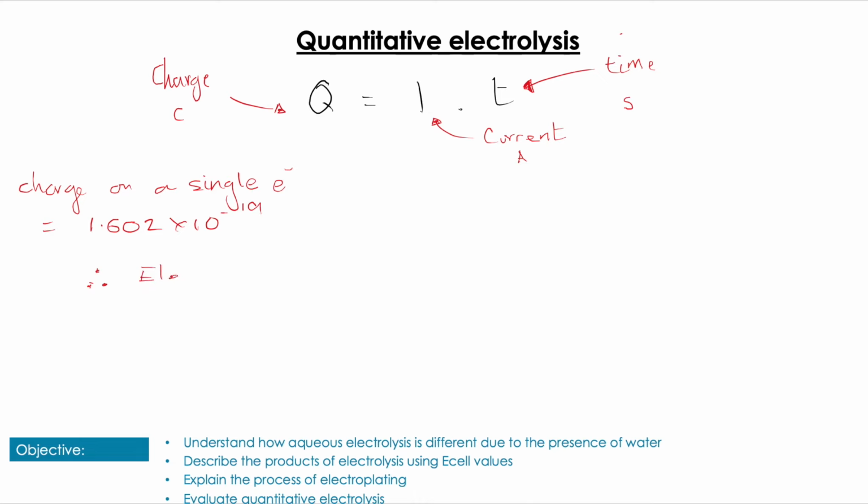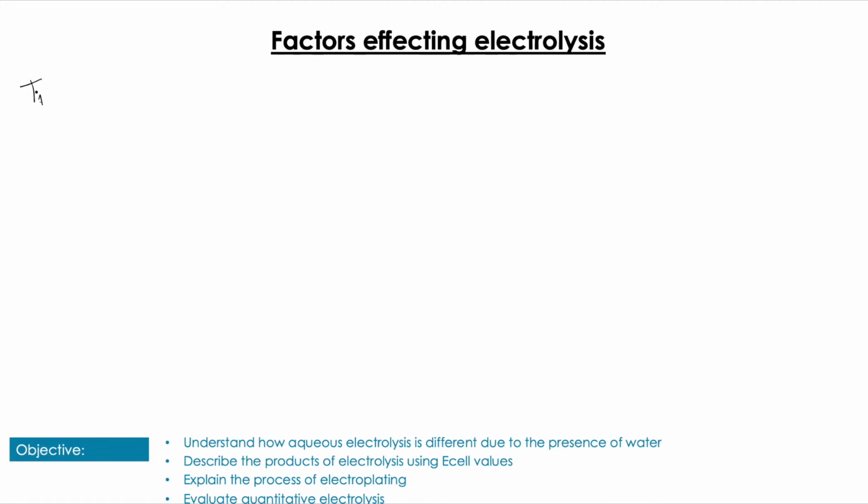If we take that charge, we can work out how many electrons we have per coulomb. We just do 1 divided by this number. And so that means we have 6.24 times 10 to the 18 electrons per coulomb. It's a very simple equation, and we can use it to calculate and quantify our electrolysis. We can also use it to extrapolate the factors that will affect electrolysis.